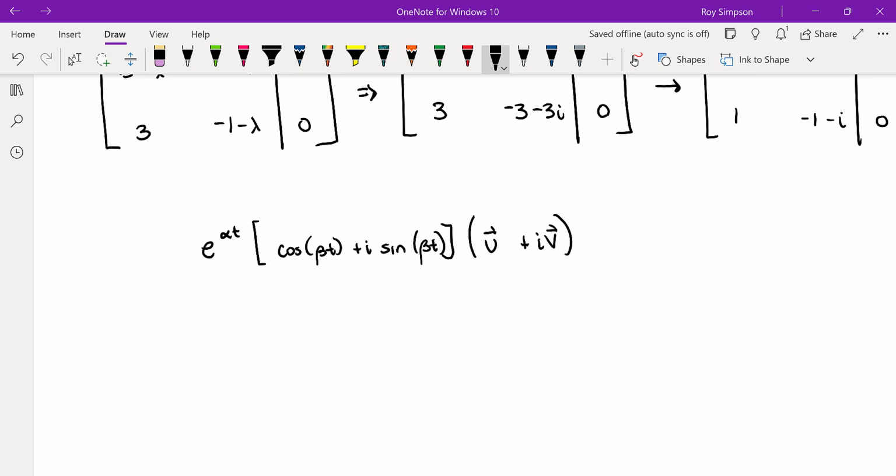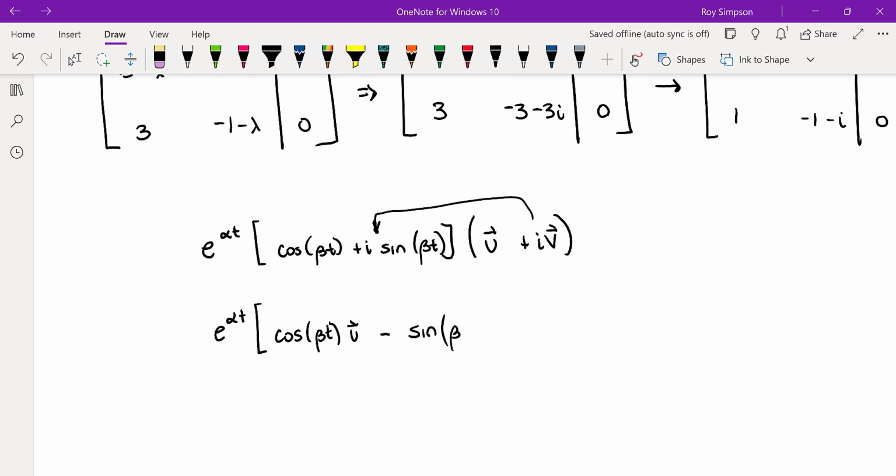From this, I want to generate a real part and an imaginary part. So if you can see the distributions, you'll see that you get e to the alpha t. The real part is going to be cosine of beta t times u. And then the other part of the real part will be the i times i business, right? i squared is a negative 1, so it'll be minus. And then we have the sine of beta t, oops, there's supposed to be a t there, times v. That's the real part of this.